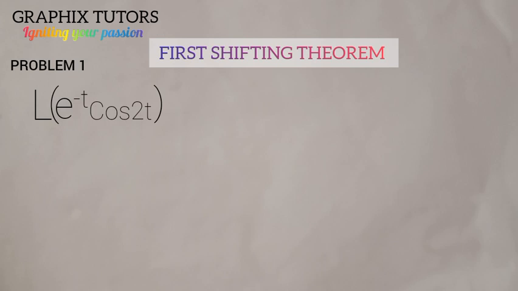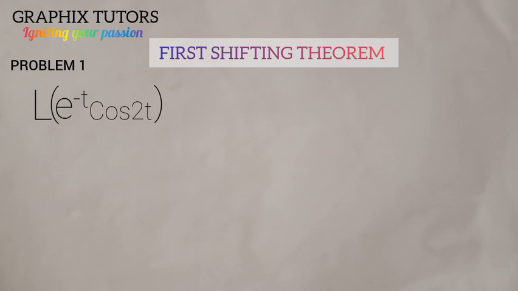Today we are told to find the Laplace of e to the power of minus t cos 2t. Now, whenever you see e to the power of anything multiplying any function, what you should be doing is applying what we'll call the first shifting theorem. That is what we'll be applying.